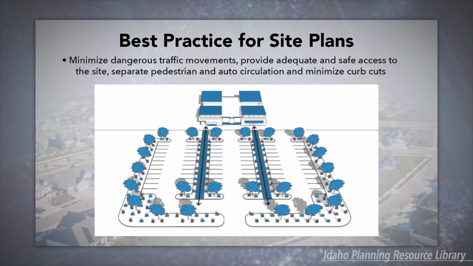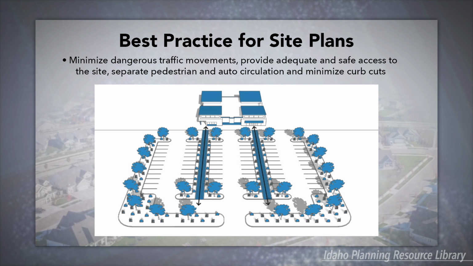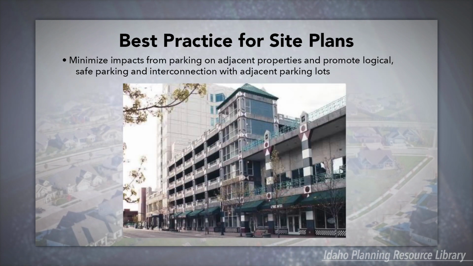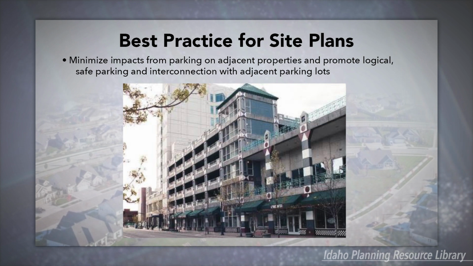The design of the circulation systems should minimize dangerous traffic movements, provide adequate and safe access to the site, separate pedestrian and auto circulation, and minimize curb cuts. The design of off-street parking lots or garages should minimize impacts on adjacent properties and promote logical, safe parking and interconnection with adjacent parking lots.